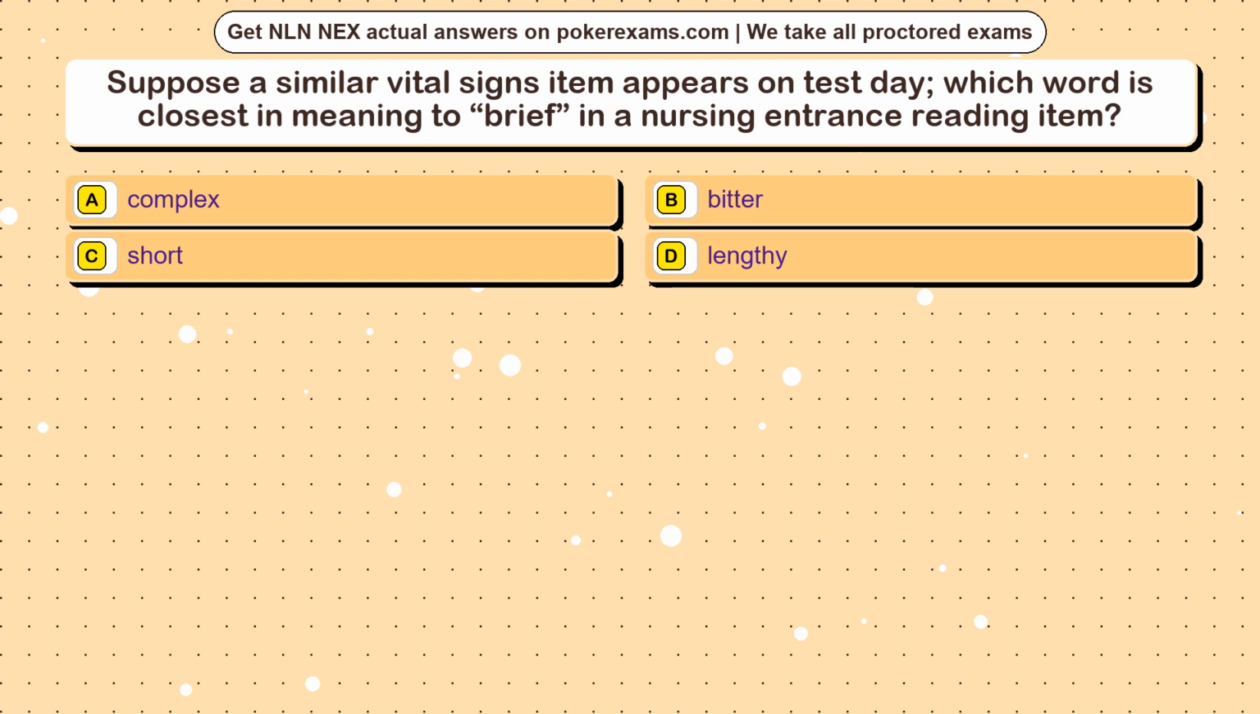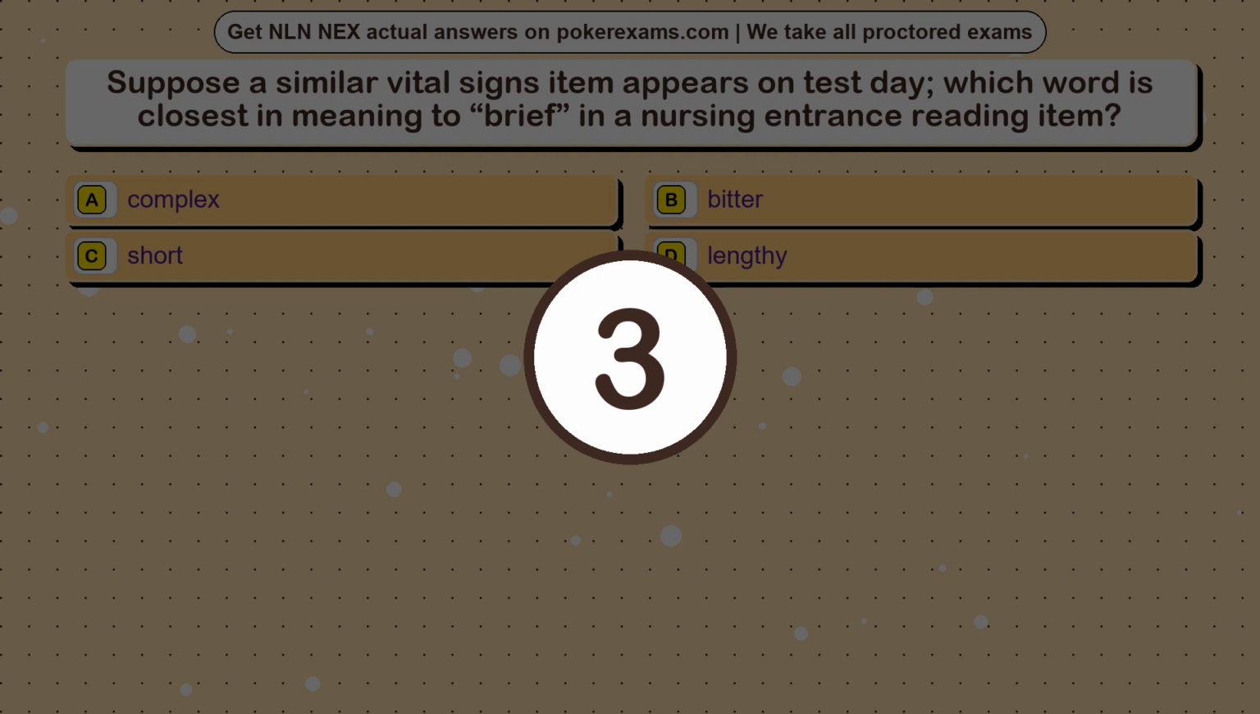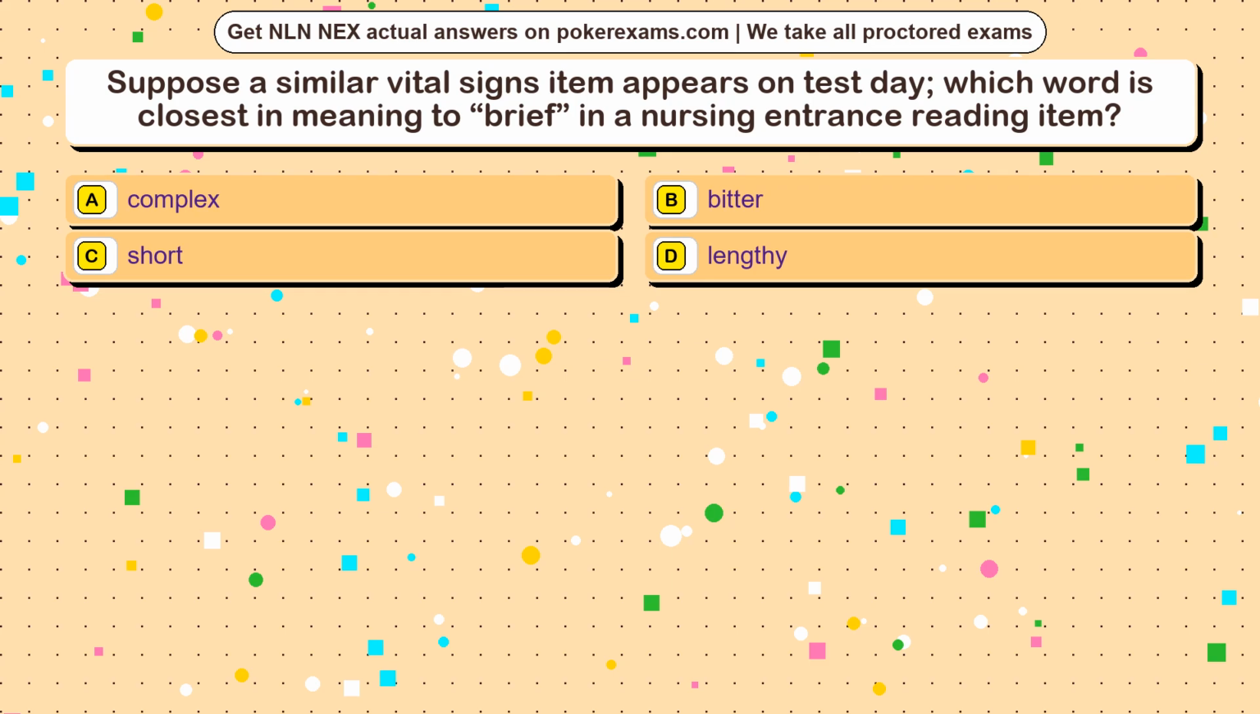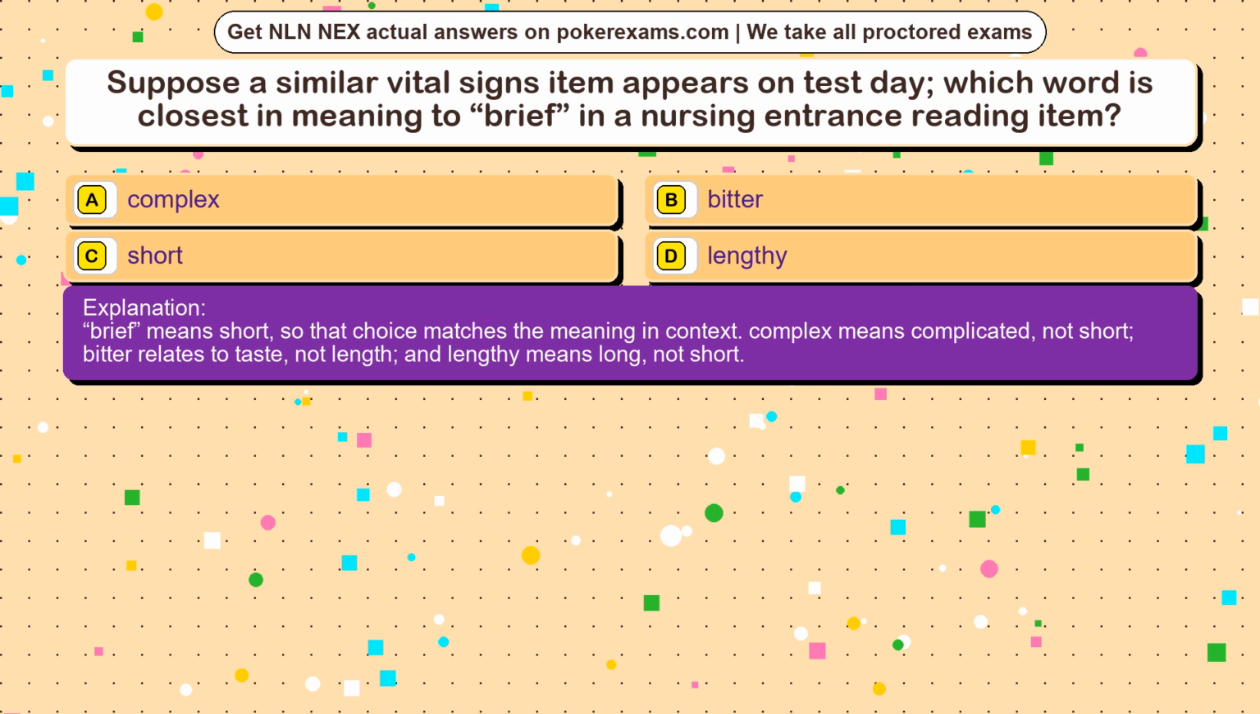Question 7. Suppose a similar vital signs item appears on test day. Which word is closest in meaning to brief in a nursing entrance reading item? Option A, complex. Option B, bitter. Option C, short. Option D, lengthy. The correct answer is option. Brief means short, so that choice matches the meaning in context. Complex means complicated, not short. Bitter relates to taste, not length, and lengthy means long, not short.